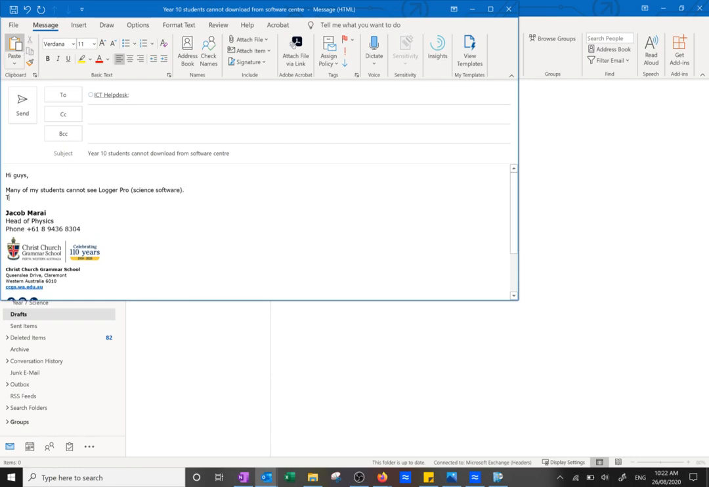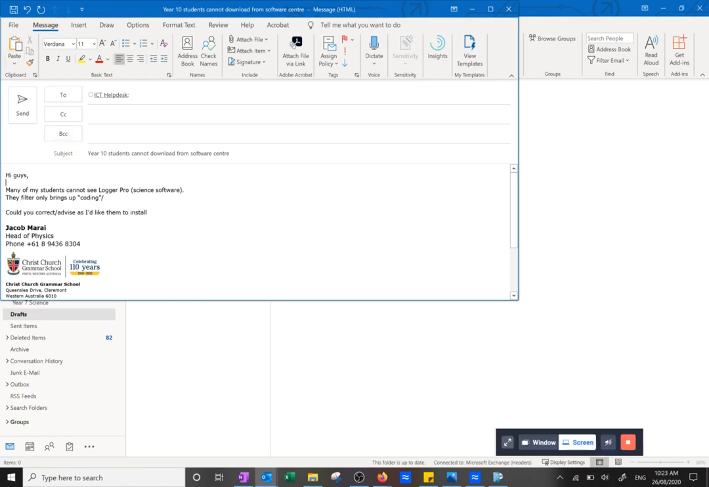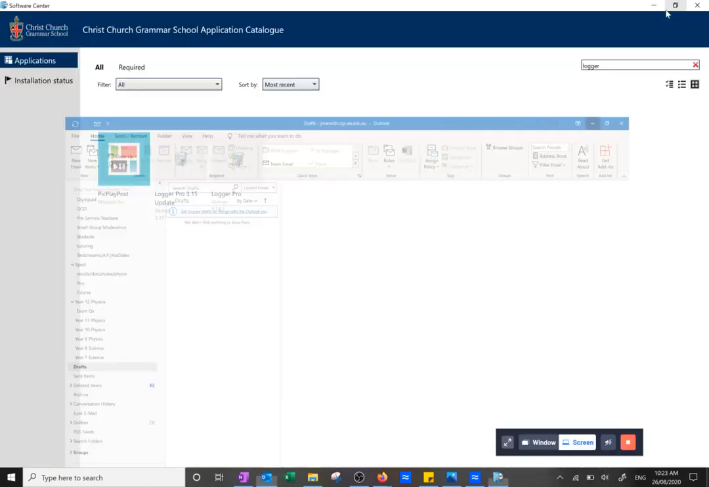What does it say? Their filter only brings up coding. And it's not there. What are you doing? Okay. Let's see if they come back with anything.